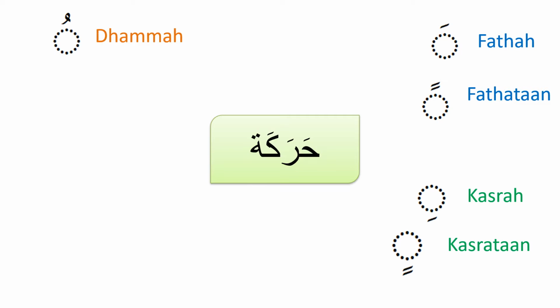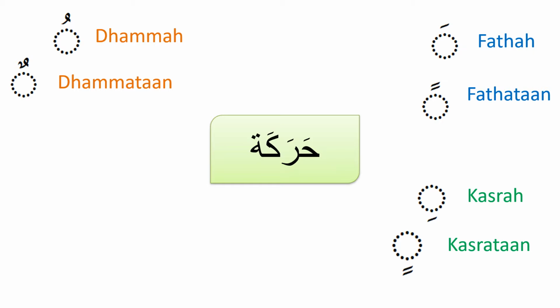Next we have a dhamma. A dhamma is this marking that is put on top of a letter, and it has an u sound. And we also have a dhammatan, which is basically a double dhamma, and it has an un sound. So far we've got an a, e, u sound, and the double harakahs, which is an, in, un. Fairly easy, right?